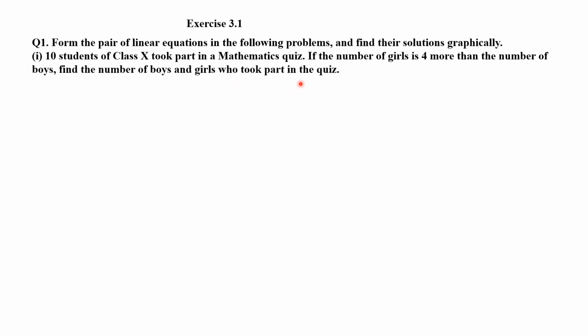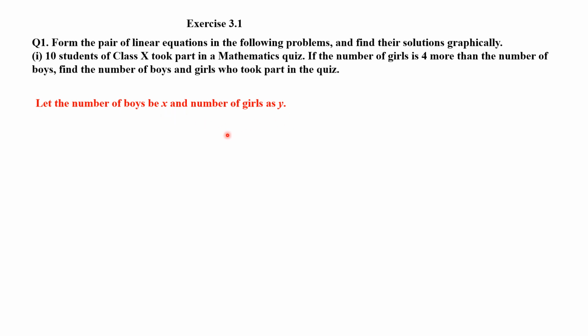So from here, how to get two linear equations? First, it is very clear, the number of girls is 4 more than the number of boys. So let's take variables: let the number of boys be x and the number of girls be y. From this statement, the number of girls is 4 more than the number of boys, so it will be y equal to x plus 4, because I have taken the number of girls as variable y. Now you got one of the linear equations.